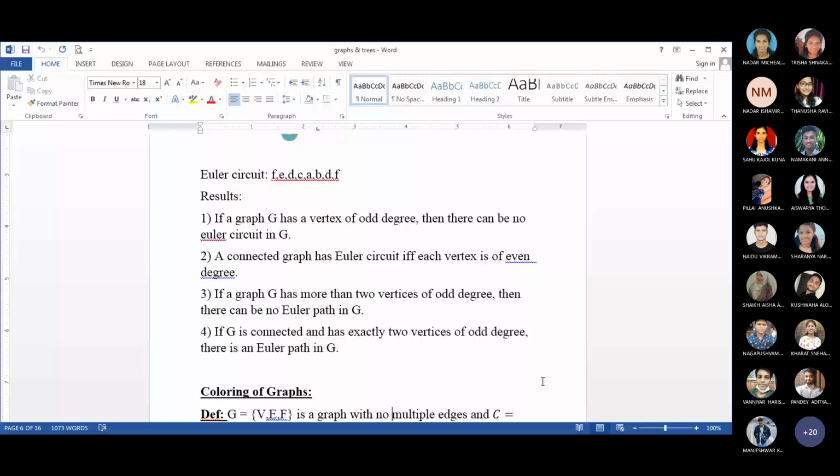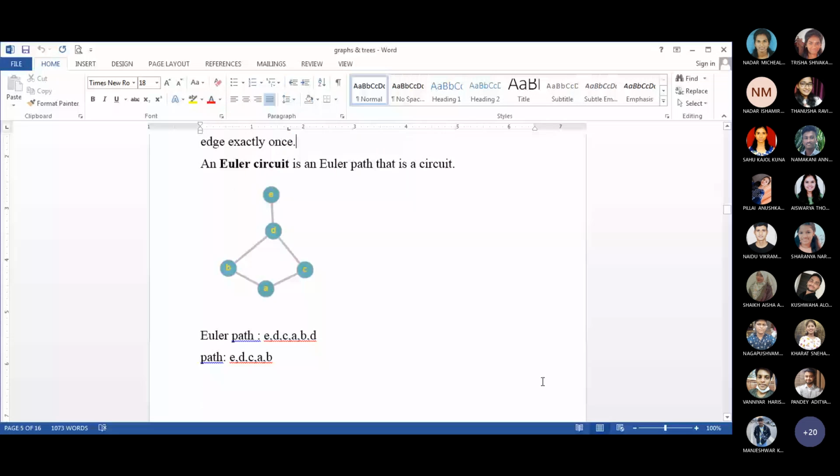Again, I will go back to the first diagram. Here we had a Euler path because you can clearly see that vertex E and vertex D, both vertices are of odd degree. Vertex E and vertex D are the only two vertices of odd degree. The remaining three vertices are of even degree. Okay?